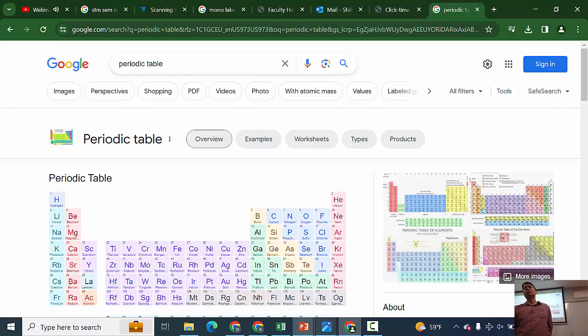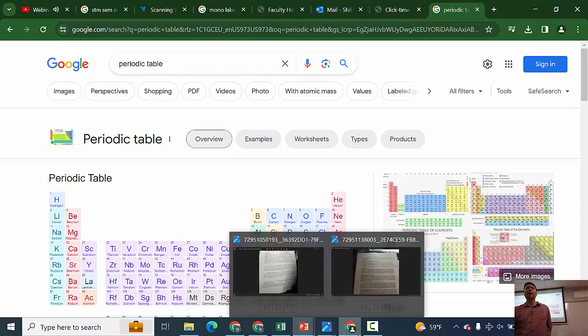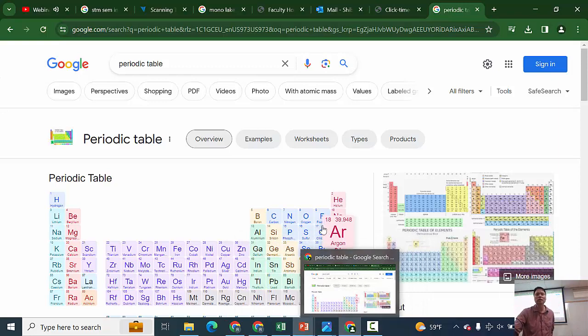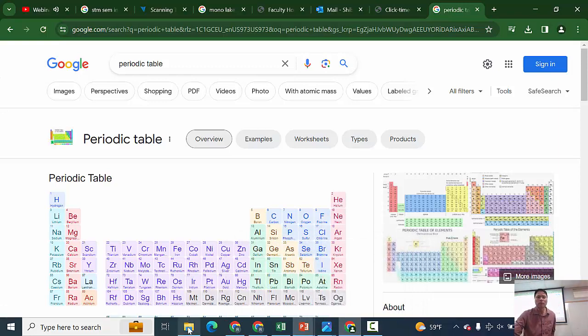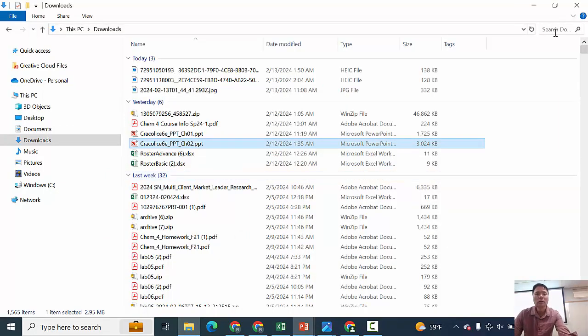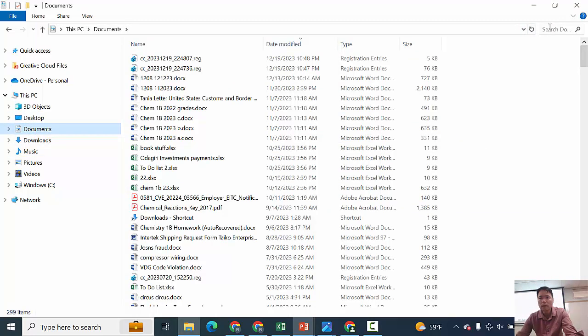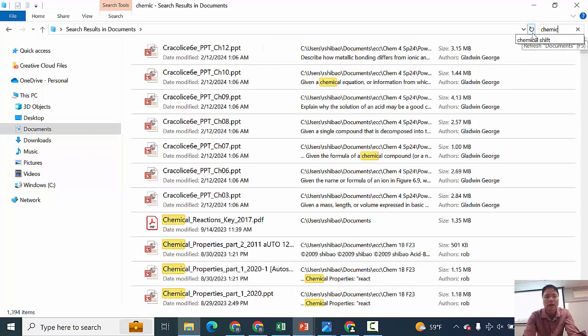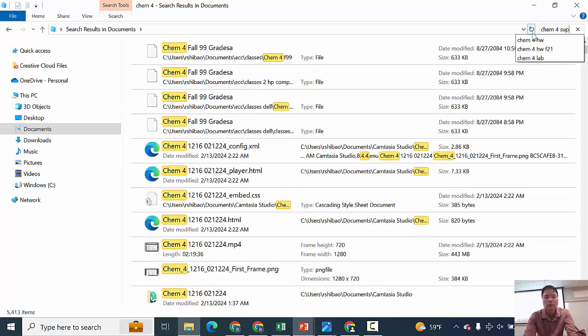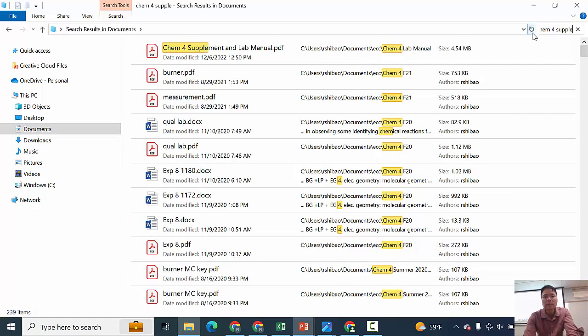A lot of them are intuitive. You can kind of figure it out. Others aren't so intuitive and will require a little bit more work to determine. What elements do you need to have memorized? So let's take a look at the supplement in the lab manual.